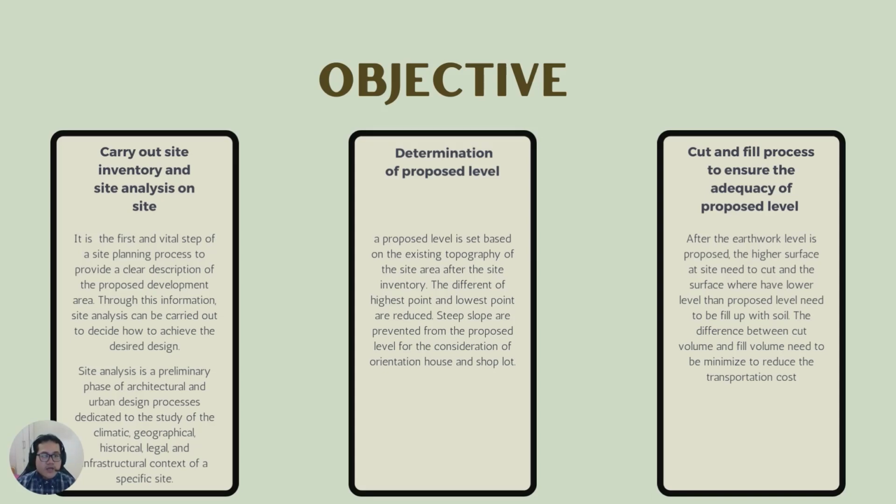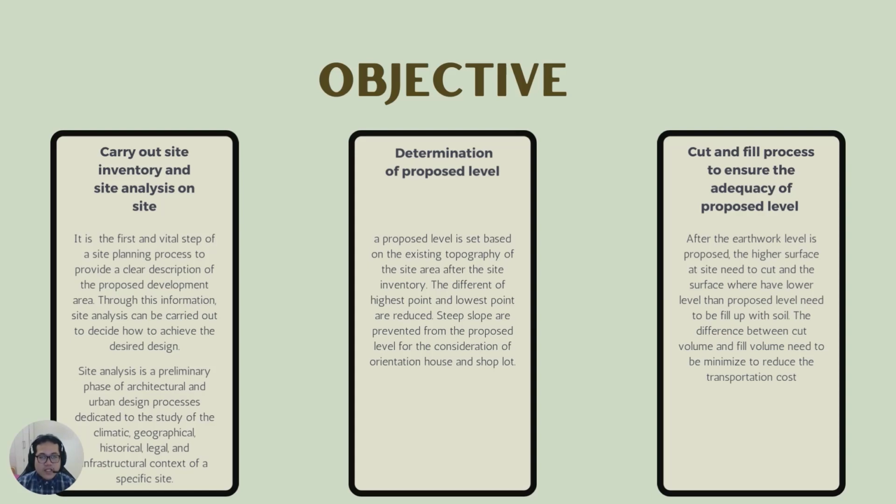So the objective, this is some of the objectives. The first one is to carry out site inventory and site analysis on site. So what is meant by that? It is the first and vital step of a site planning process to provide a clear description of the proposed development area. Through this information, site analysis can be carried out to decide how to achieve the desired design. Site analysis is a preliminary phase of architectural and urban design processes dedicated to the study of the climatic, geographical, historical, legal, and infrastructural context of a specific site.